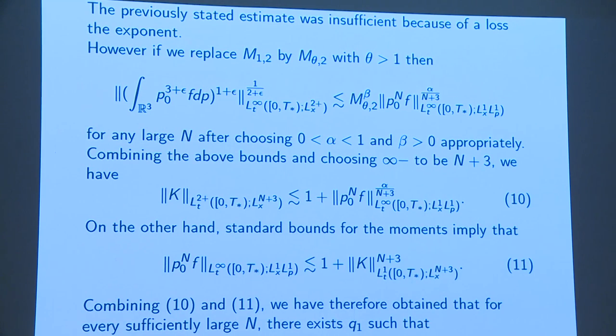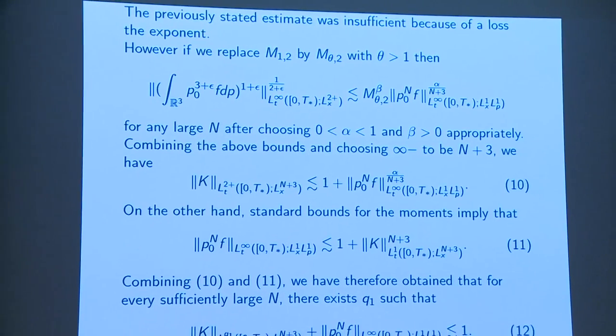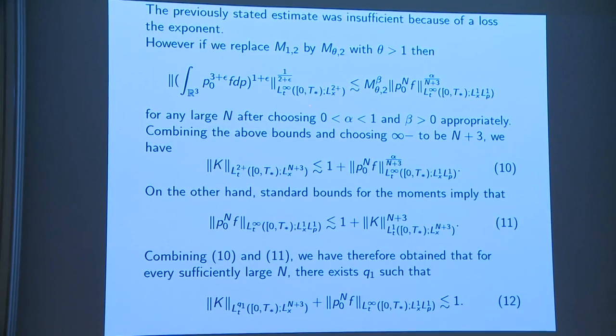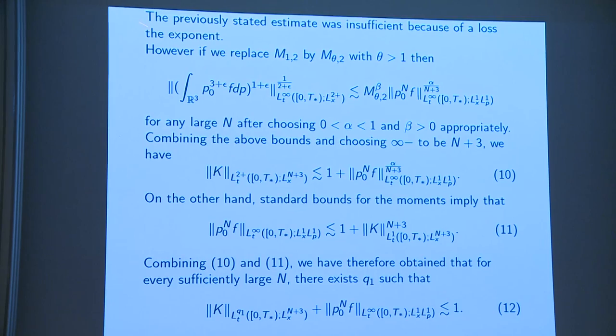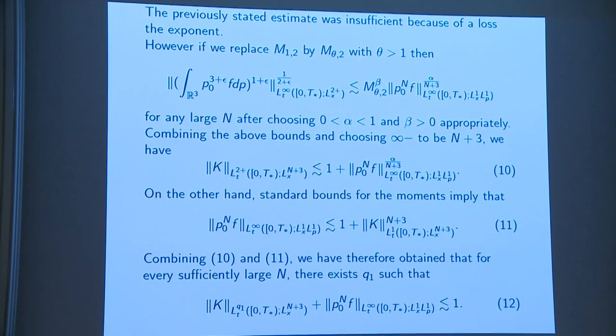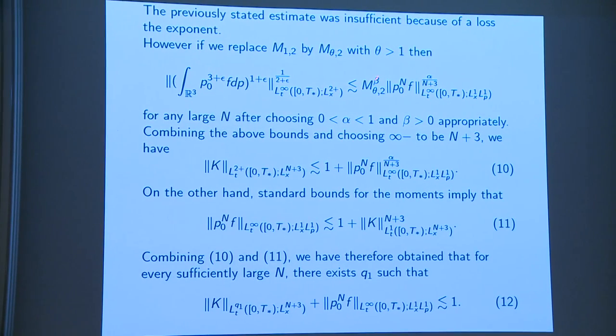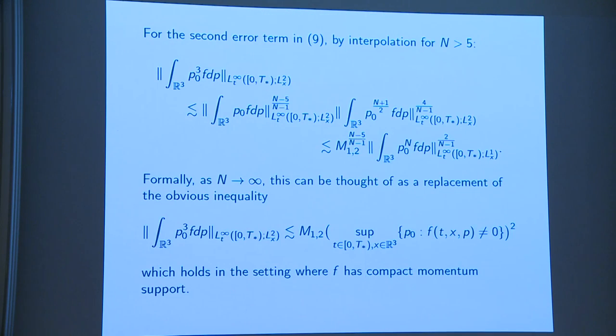Okay, let me be quick here. So then for the other term, you can do a bunch of interpolation and bound it by M theta 2 to some power that you don't care about, times the P0 to the power N to the power alpha, M plus 3 L1 L1. And basically you do that by using a Holder and this interpolation again. So we're using this interpolation a lot.